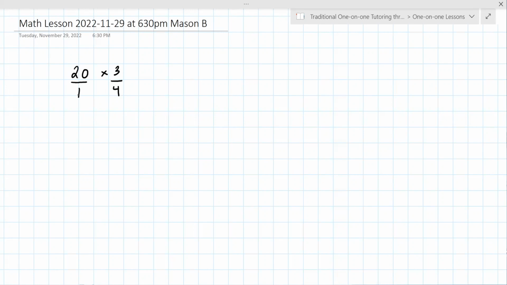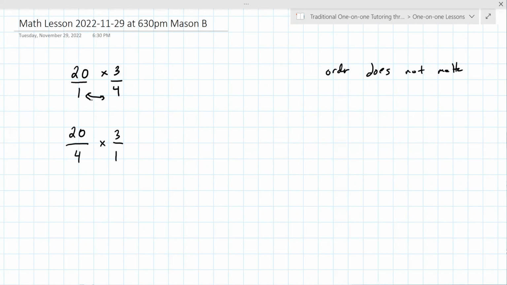Now, what's interesting, and I think this is useful here, is that the order that you multiply does not matter. Sometimes it does. What I mean is you can visualize this as the 4 being under the 20 and the 1 being under the 3. Do you see how I just switched those? Now, why would I do that?